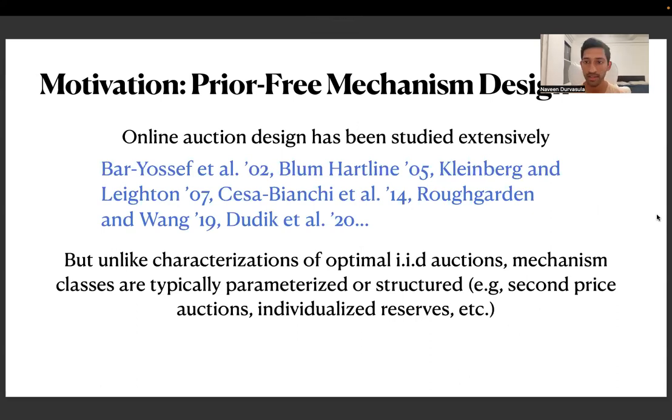Online auction design has been studied extensively, and the works you see here constitute just a small fraction of the literature. But unlike characterizations of optimal IID auctions like Myerson's auction, the results in the online auction and prior free mechanism design literature give learnability results for restricted or parameterized classes of auctions. An example of what I mean by a parameterized class of auctions is the class of all auctions with individualized reserves, where the parameters there are the reserve prices.